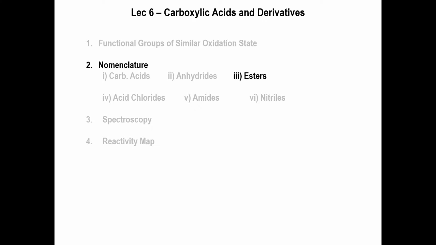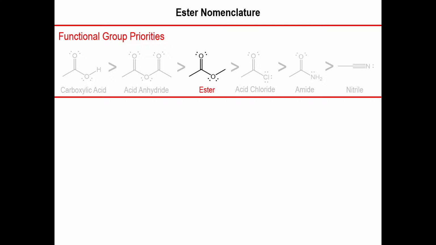Okay, let's talk about esters. So this is the third priority in the carboxylic acid derivative functionality. And the way we name esters, some people could argue that this is one of the harder ones to name, but now that we've talked about how to name carboxylates, you'll see that this is not that much different from naming those particular derivatives.